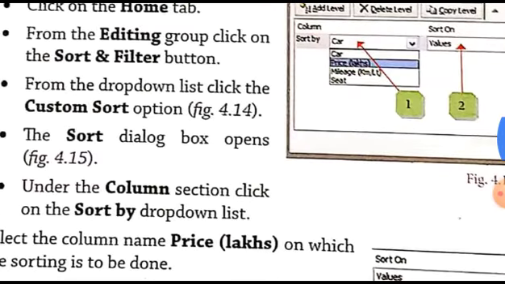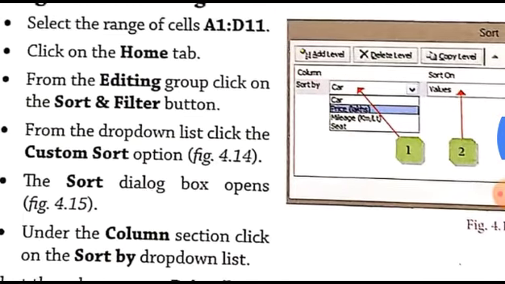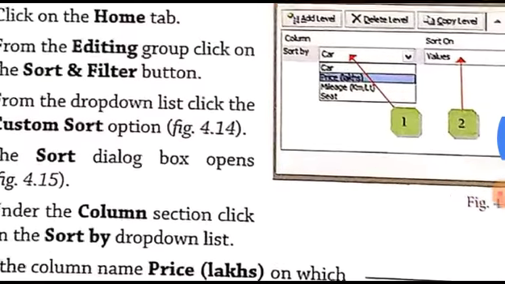First of all, let us see what values you can specify using the Sort dialog box. You can see the Column section given over here. The first section is the Column section.